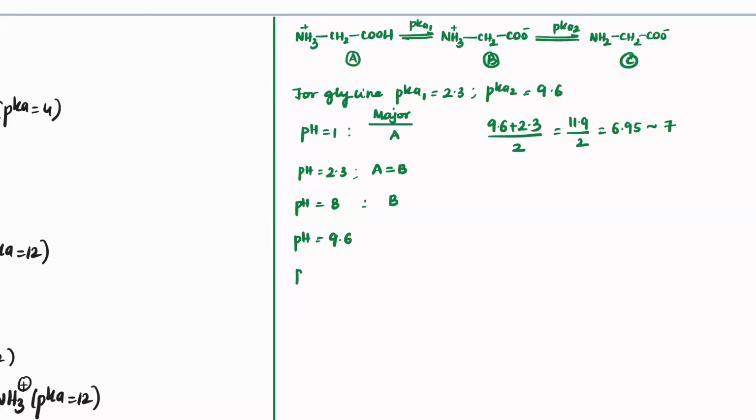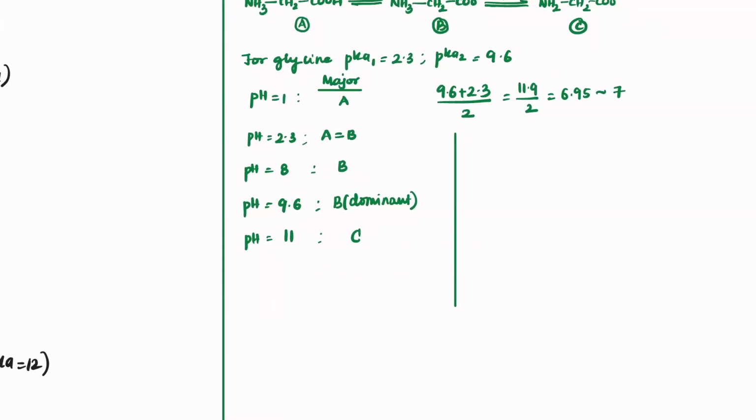But if pH is equal to, let's say, 9.6 or 11. At 9.6 also, B will still be dominant. And at pH equal to 11, C will be dominant, because now you have crossed that barrier. That means most of it gets ionized, so that will make C the dominant form. Correct?